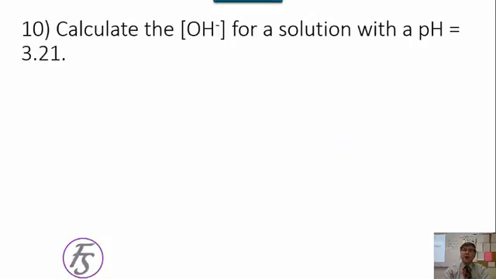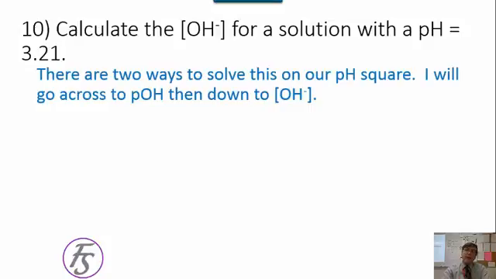Number 10, calculate the OH concentration for a solution with a pH of 3.21. So we're starting at the upper left-hand corner of our pH square, and we're going to the bottom right. Now, it doesn't matter which direction that you go. You can go across the top and then down, or you can go down and then across the bottom. I'm going to go across the top on the pH square and then go down to the hydroxide ion concentration.